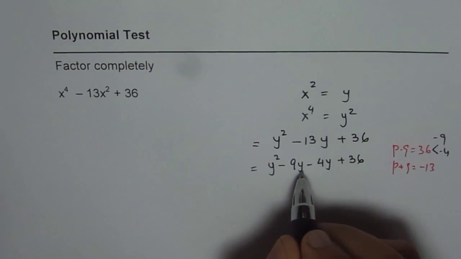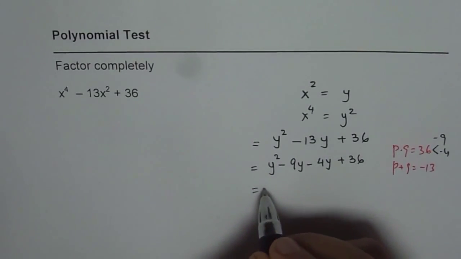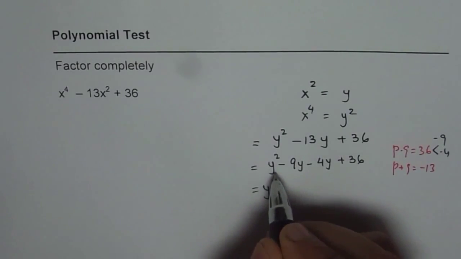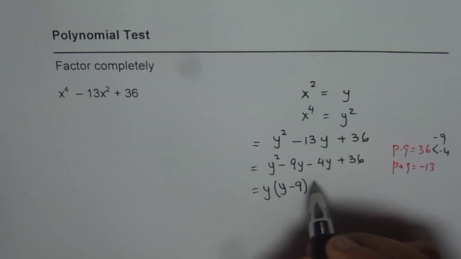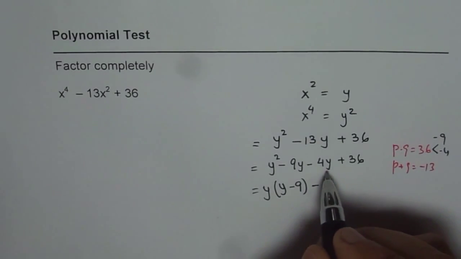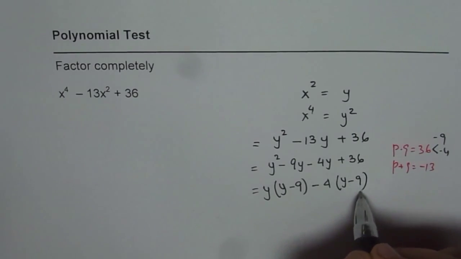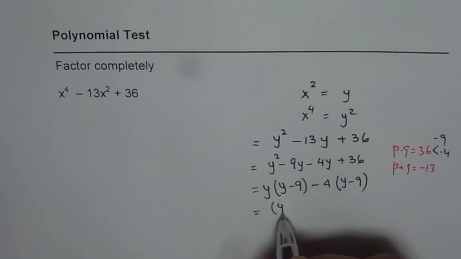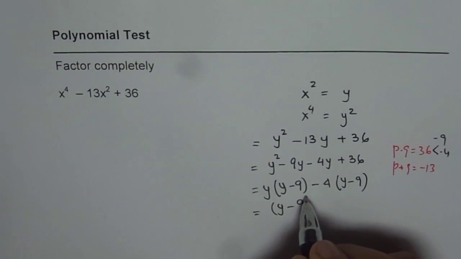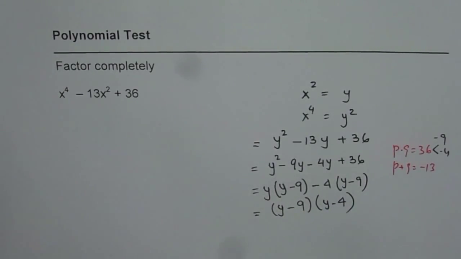Now we can group the first two terms and the last two terms. Factoring y from the first two terms, we get y minus 9, and from the next two terms we can factor 4. That gives us y minus 9. Now y minus 9 is a common factor. So we'll write this as y minus 9 and then y minus 4. Correct? So that is how we can factor it.